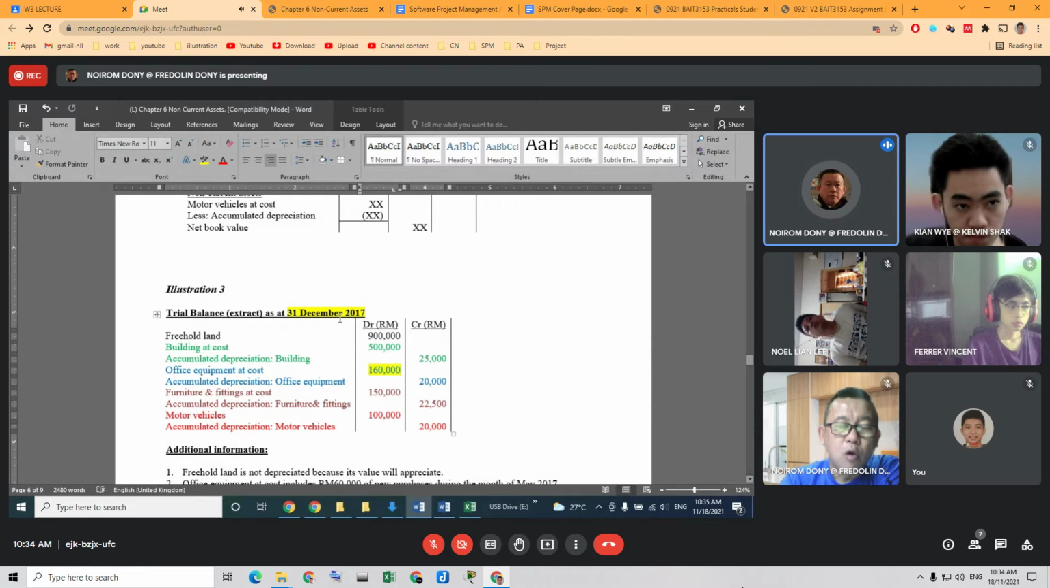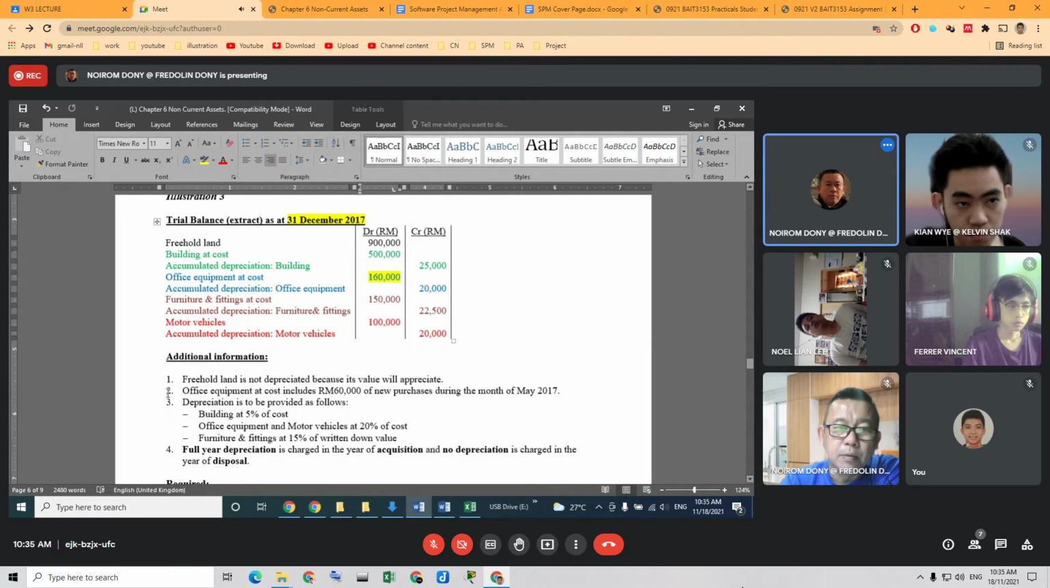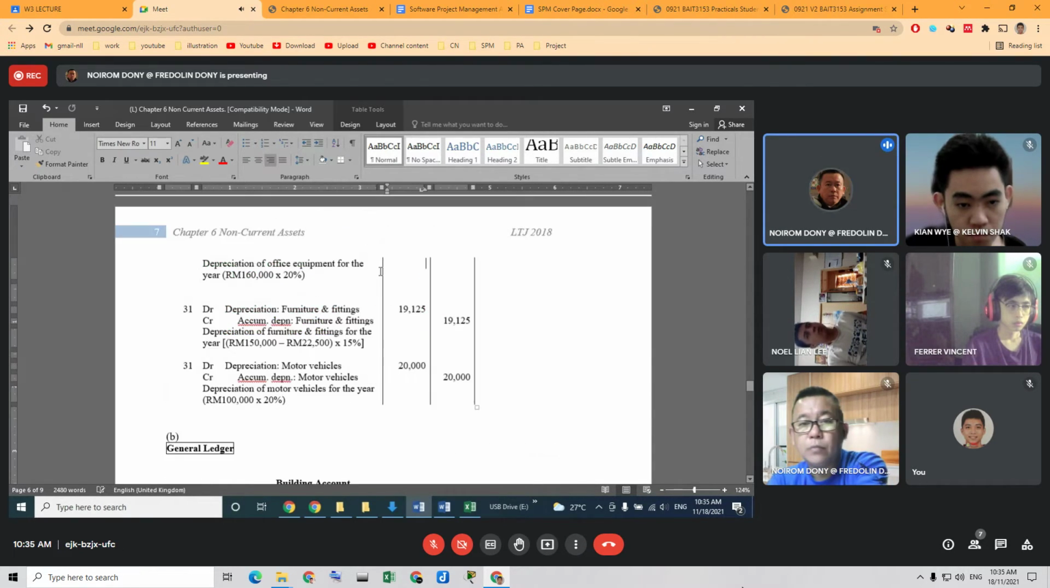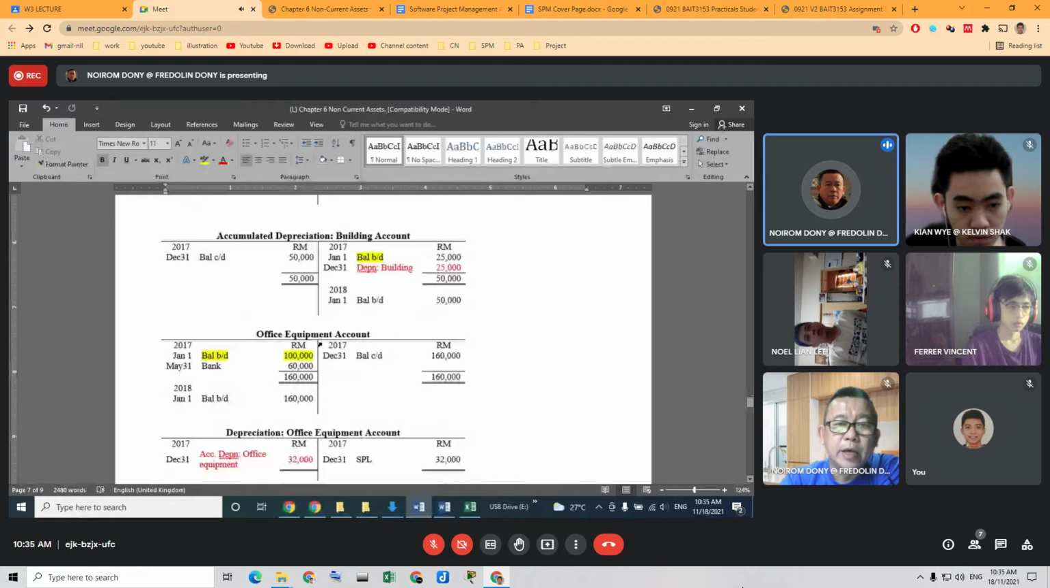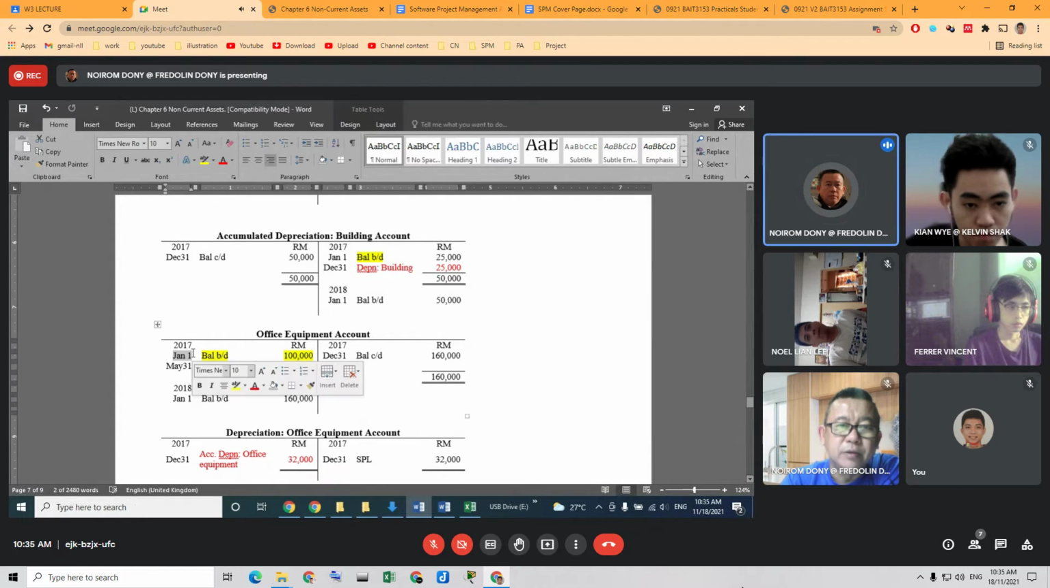So the opening balance of this office equipment cannot be 160,000. We must put a lesser amount, taking out the newly purchased, which is in note number 2. It says during the month of May, 60,000, isn't it? So that is why when we open up the office equipment in the general ledger, we record 100,000 here. Because look at the date. This is January the 1st, not 31st of December. So January the 1st, 2017. So that's why we must put 100,000.